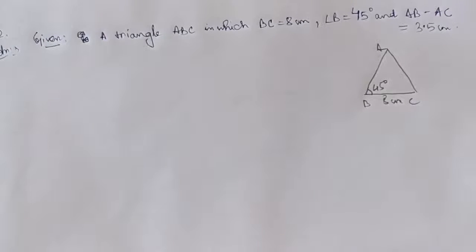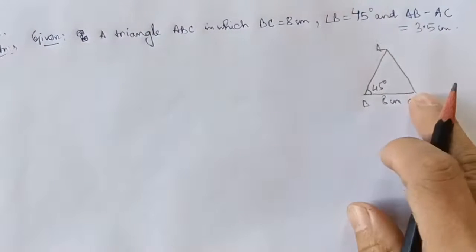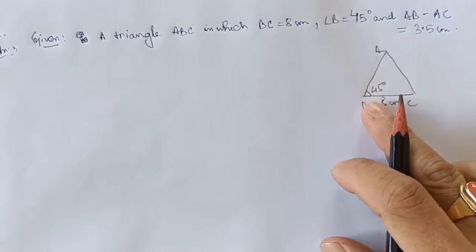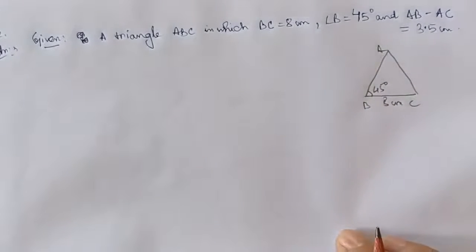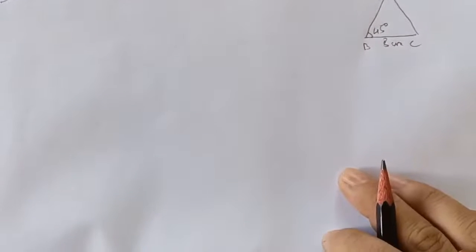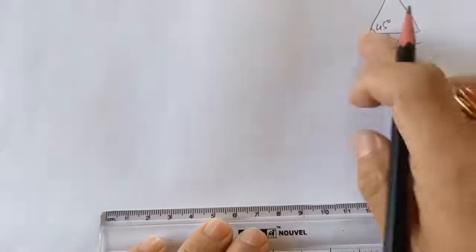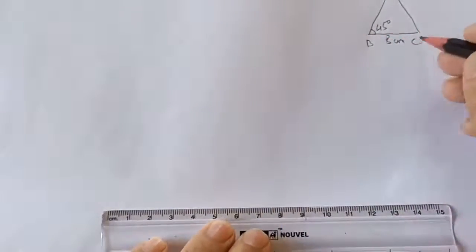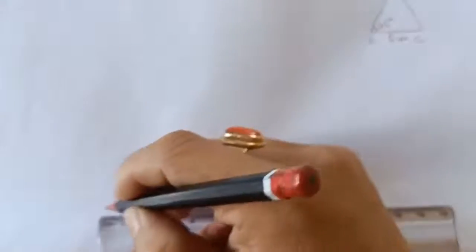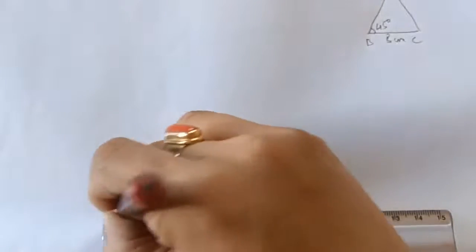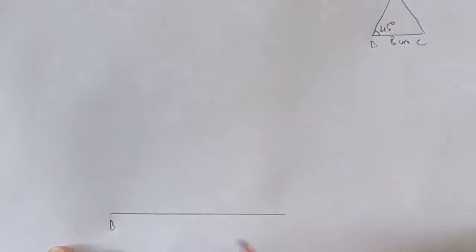In such questions, you are given the length of the base of the triangle, the measure of one of the angles at the base, and the difference between the two remaining sides. To construct such triangles, let us first construct the side BC. So BC is 8 centimeters. Using the ruler, let me construct the side BC equal to 8 centimeters. So this will be our BC with length 8 centimeters.